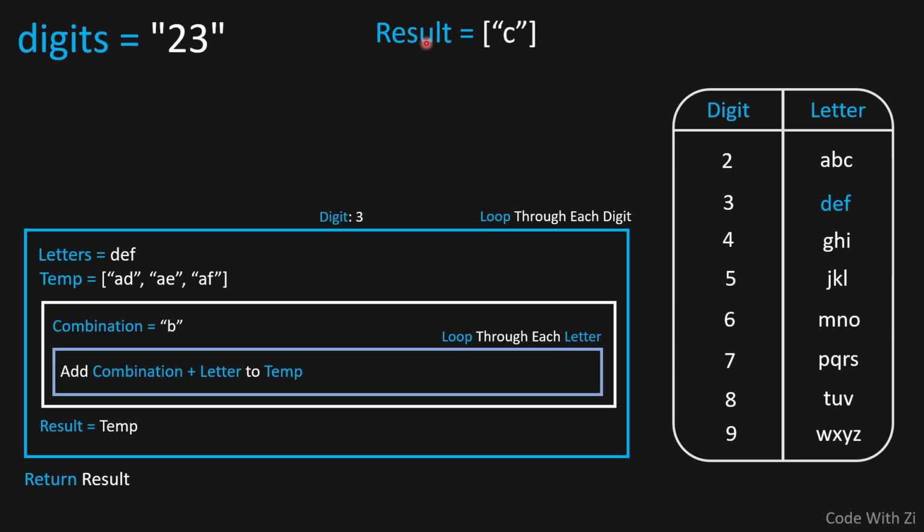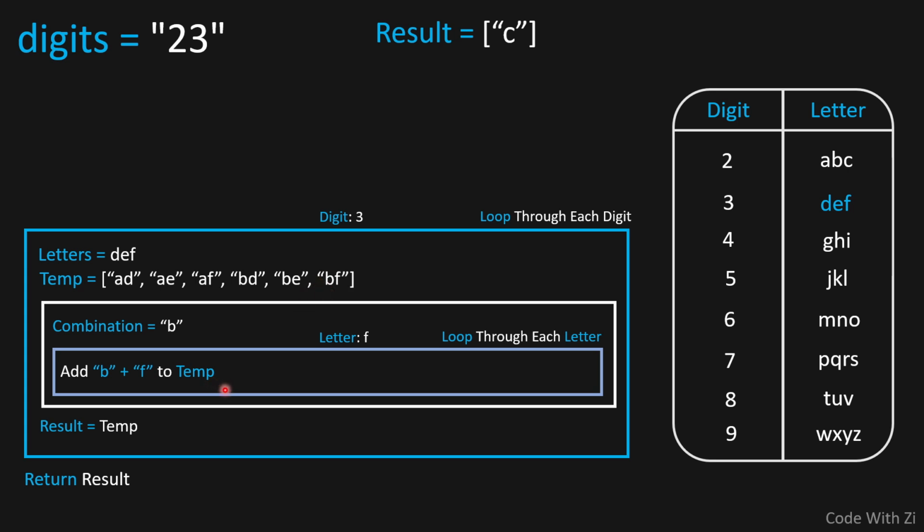And currently our result only has C in it because we just removed B from it, and our combination is equal to B now. Then we're going to enter our final loop, and we're going to say add combination plus letter to our temp. So we're going to loop through each letter that we have, and these are our letters. And we're going to add combination plus letter to our temp. So let's do that. Our letter is going to be D and our combination is B. So B plus D added to temp. So as you can see, we pushed it to our temp. Our next letter is going to be E, B plus E being pushed to temp, like so. And then F, B plus F being pushed into temp, like so.